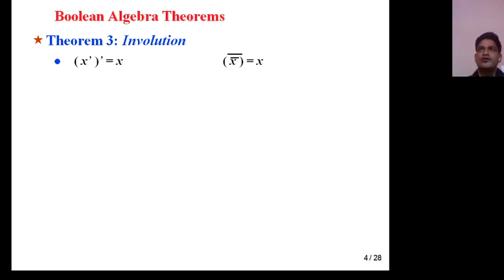Next is your involution theorem. You are also already aware of this. X double bar is equal to x. 0 double bar is always equal to 0. 1 double bar is equal to 1.